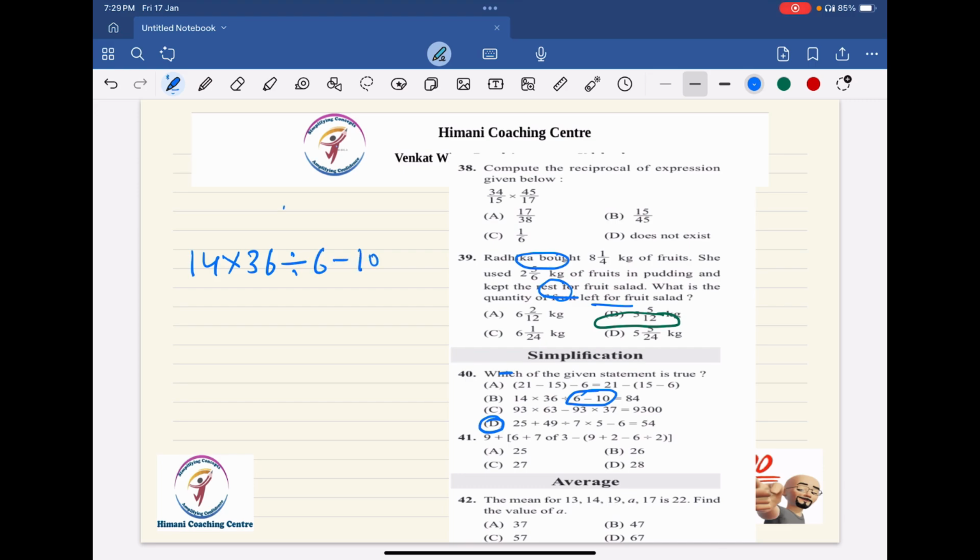When you do the division, you would get 14 into 6 minus 10. 14 into 6 is 84. 84 minus 10 is 74, which is not equal. So the answer here is B.